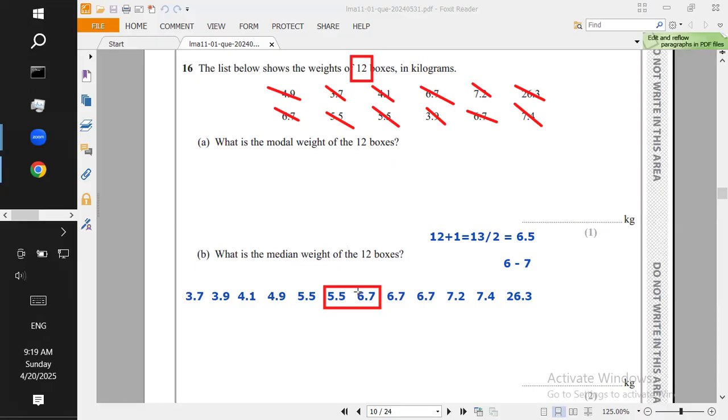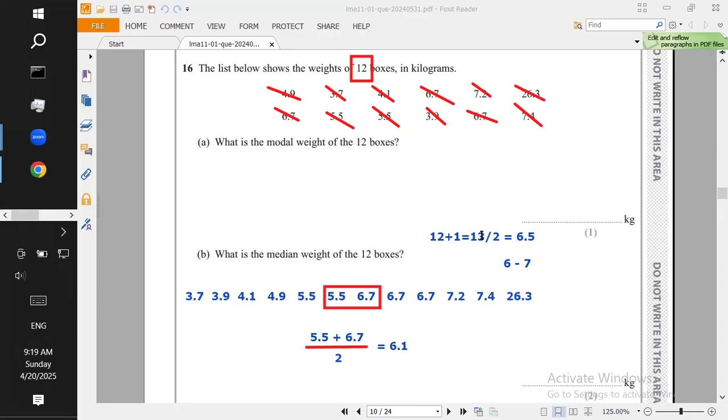Now, this is one of the methods. So here, we're supposed to do what? Very good. We're supposed to add them. 5.5 plus 6.7. And then after adding them, we divide them by 2 to find the median. So we take the two data in the middle, the 6th and the 7th number. We add them and divide them by 2, and we will get the median of these weights. That's the idea of finding the median, and this is one of the methods. So we add them and divide them by 2, and we will get 6.1.